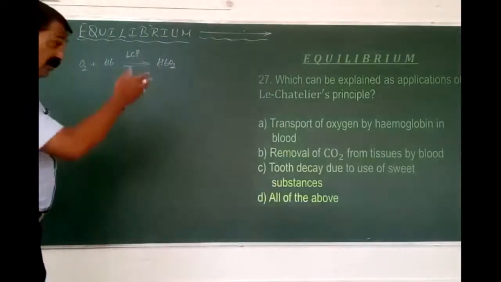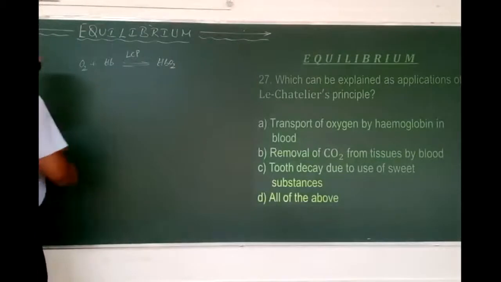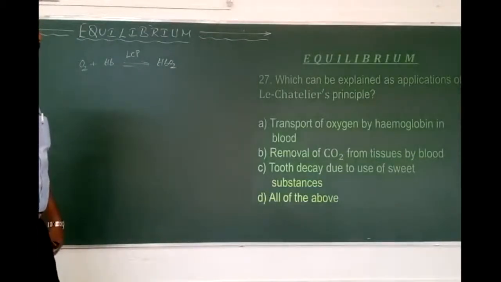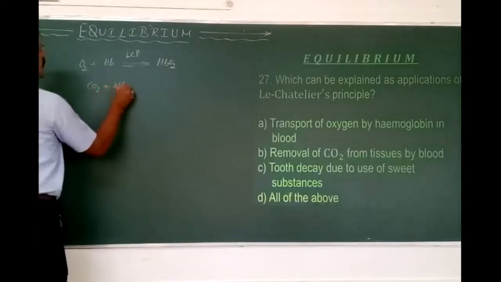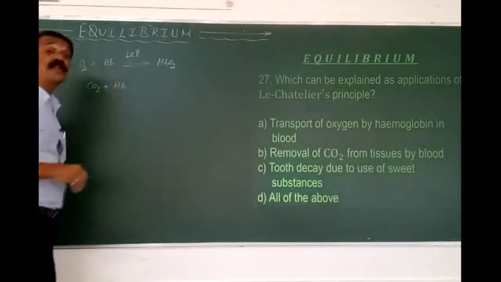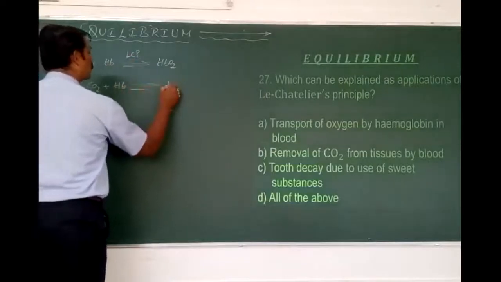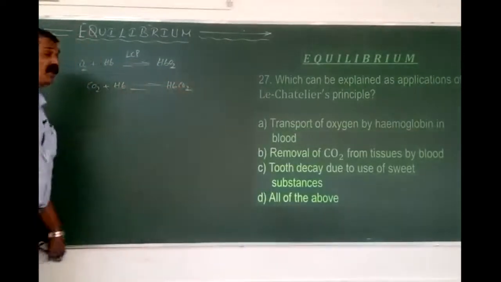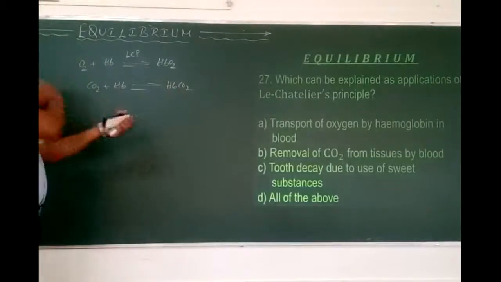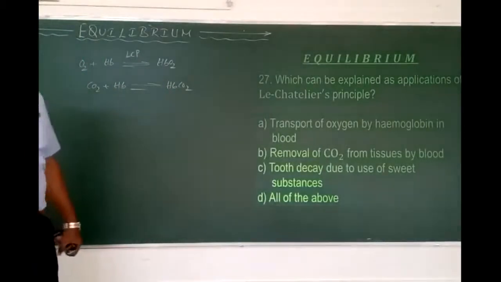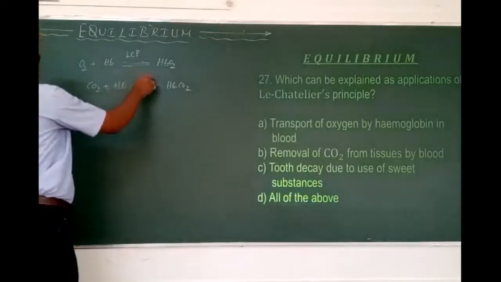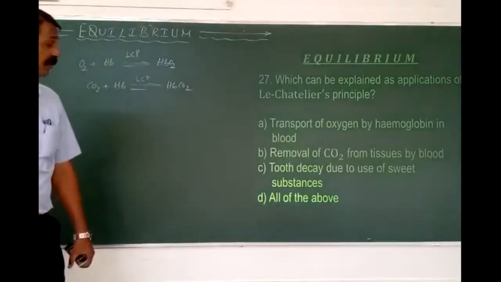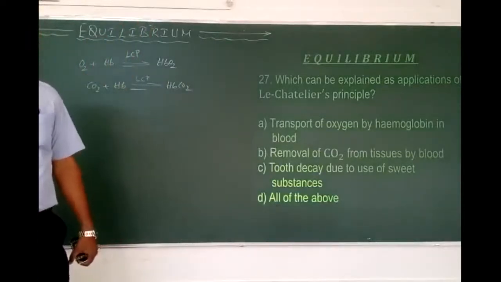Okay. Similarly, removal of carbon dioxide from tissues by the blood. Here, the same thing. Carbon dioxide also combines with the hemoglobin, due to the combustion of the food that we have taken. It forms carboxyhemoglobin. That is also removed, because it is called the expulsion, or the exhalation of carbon dioxide. Therefore, that is also an example of Le-Chatelier's principle.